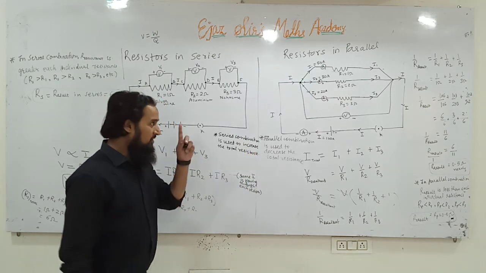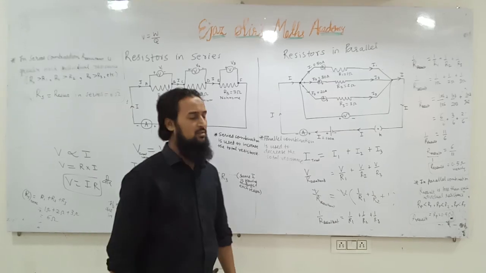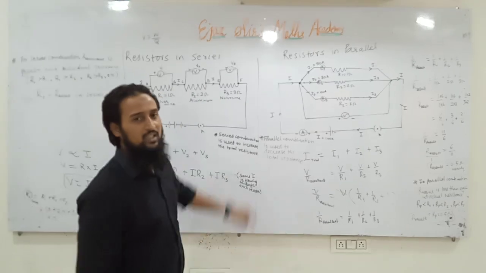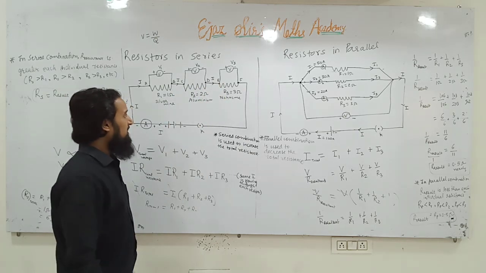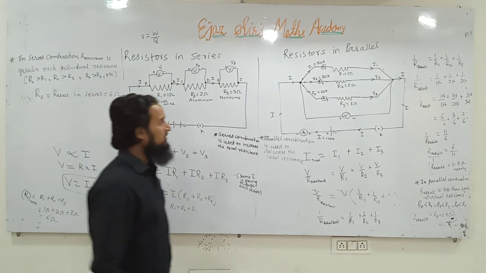Understood? What was the first difference? The definition. If a number of resistors are connected one after another in such a way that the same current flows through each resistance, then it is called series combination.